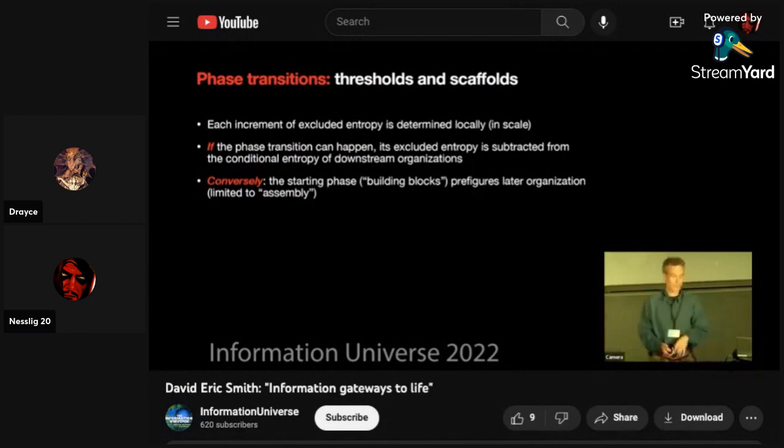But here's where it's a scaffold. The thing that formed from the first phase transition is what we think of or experience phenomenologically as building blocks. And the subsequent organization is limited to the assembly of those building blocks.